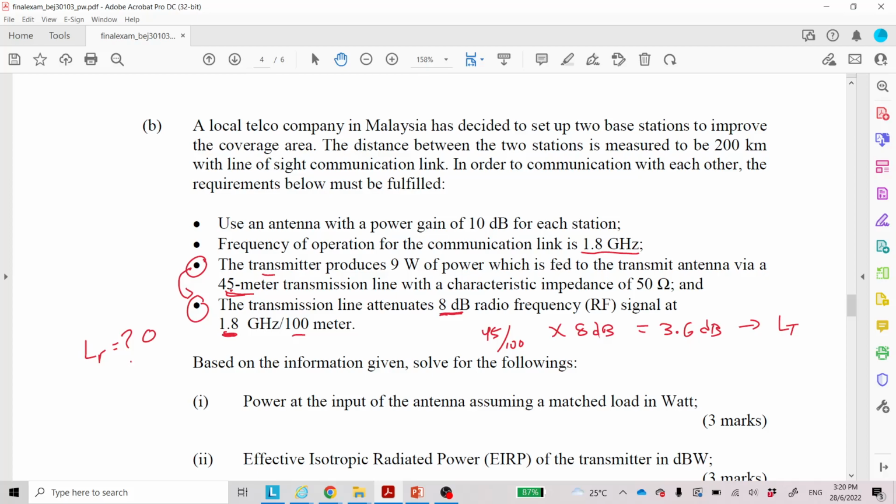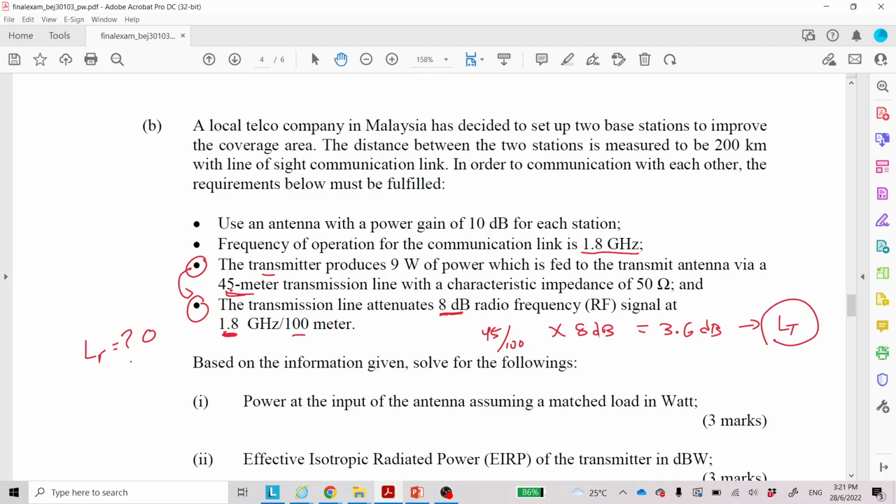Soalan ini hanya menerangkan tentang keadaan yang berlaku pada transmitter. If the question specified that the receiver transmission line has a certain characteristic, then you need to calculate how much LR is as well. For now, this question is only referring to the LT.